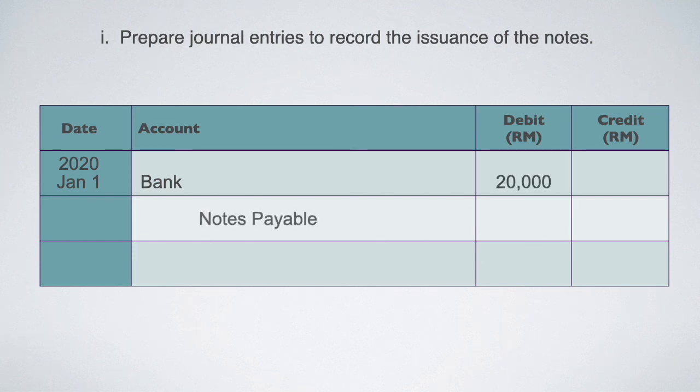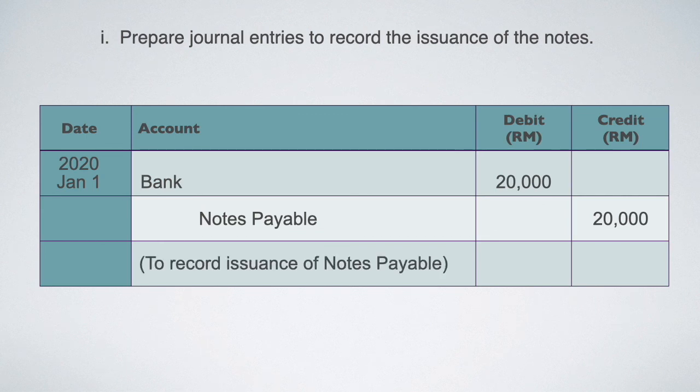And then pada waktu yang sama, bila kita dapat duit, so we start to be obliged to pay someday, notes payable for 20,000. Okay, itu sajalah cara nak record. So you buat narration to record issuance of notes payable.